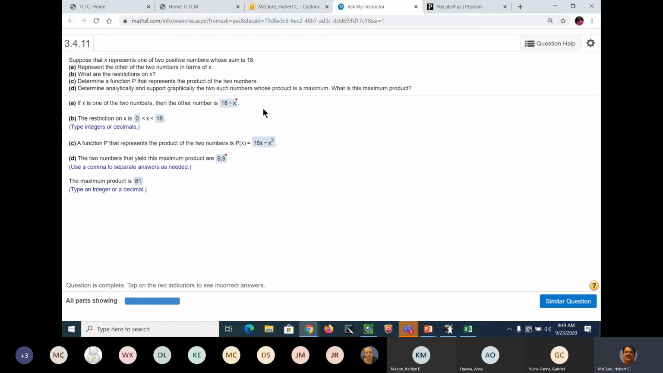Okay, I see what they're saying. In other words, 9 plus 9 is 18. So if it was 12, it'd be 6 and 6. Is that what you're saying? I think so. I think so too, but the way they've got it written, what is the max on any curve? That's the vertex.